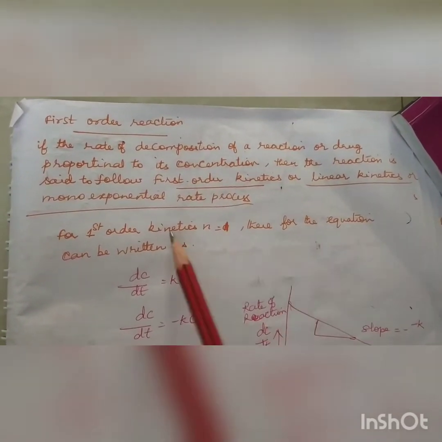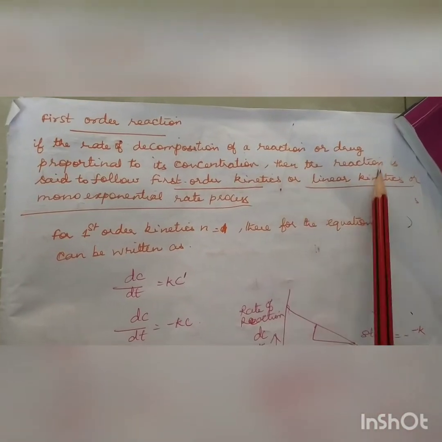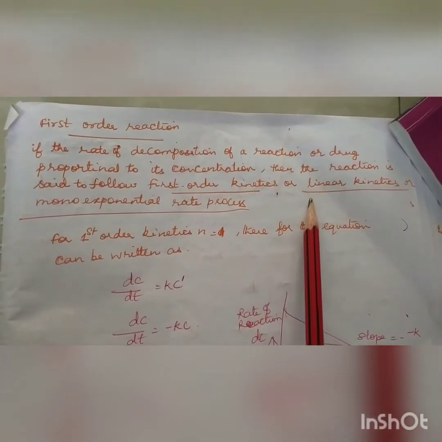Then moving to first order reaction, the rate of decomposition of the drug, that is the rate of reaction, is proportional to its concentration. The reaction is said to follow the first order kinetics, a linear kinetic, mono exponential rate process. We will discuss it now.